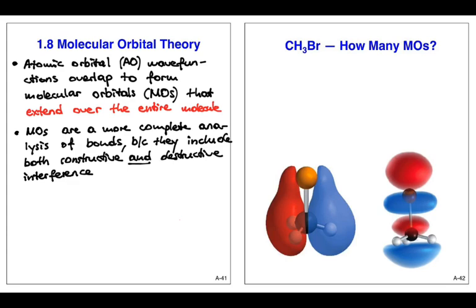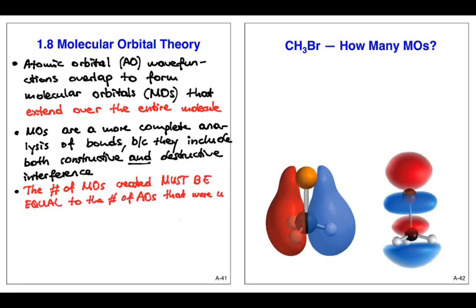The most important rule when creating molecular orbitals, which again extend over the entire molecule, from atomic orbitals is that if you use a certain number of atomic orbitals, we'll call that number n, you will get n molecular orbitals out. So the number of molecular orbitals created must equal the number of atomic orbitals used to create them. Right?